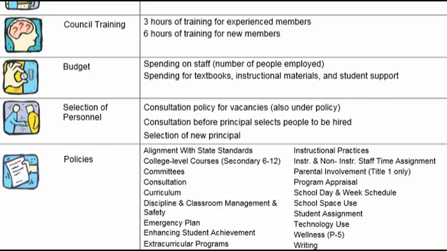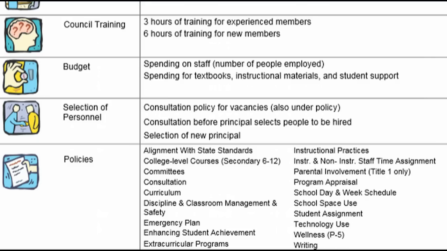Then that goes before the school council, and the council has to confirm that or change it or determine what the staffing budget for the following year is going to be by March 30th. And then that information goes back to the district and helps them build their budget. Councils are also interested in spending for textbooks and instructional materials and other kinds of things that might support student learning in the school.